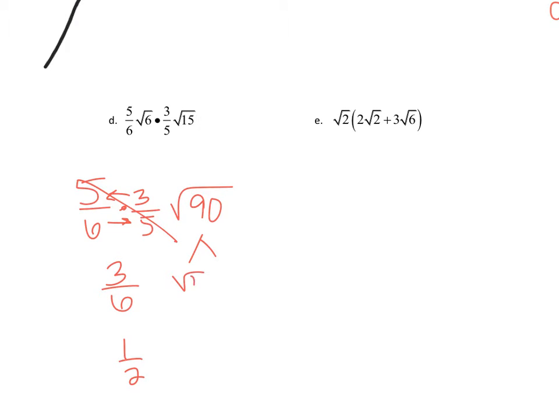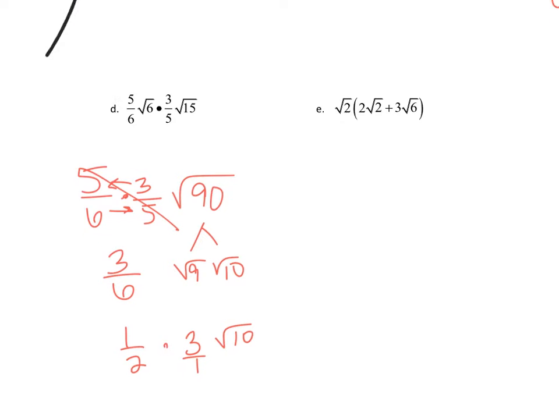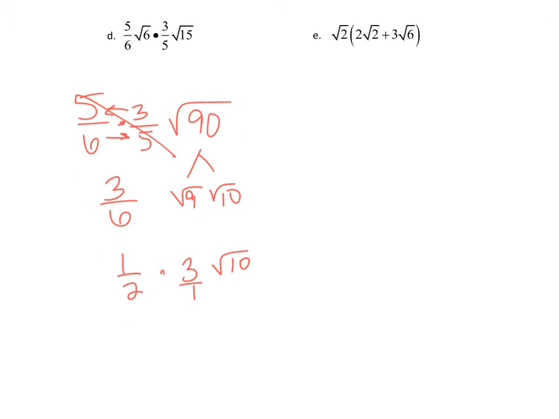90 breaks up into 9 and 10, and then the square root of 9 is 3, and then 10. This is over 1, so this is going to reduce to 3 over 2, because 3 times 1 is 3, and 2 times 1 is 2, rad 10.